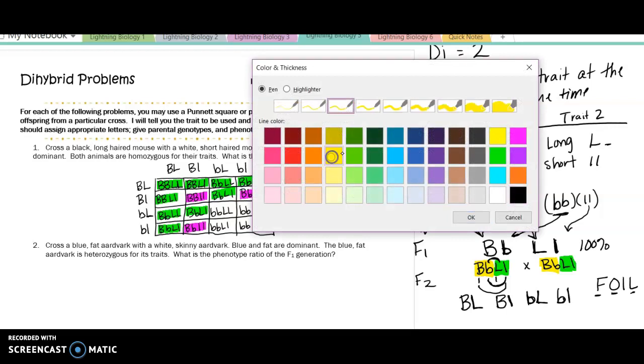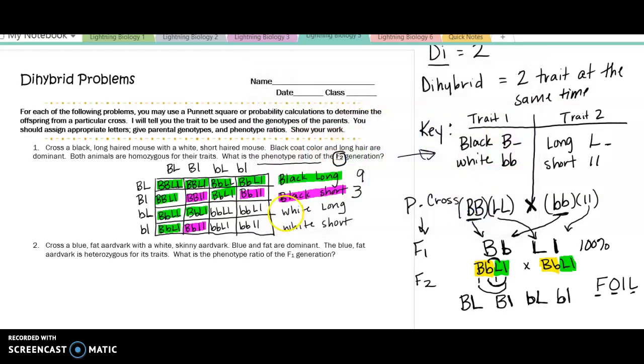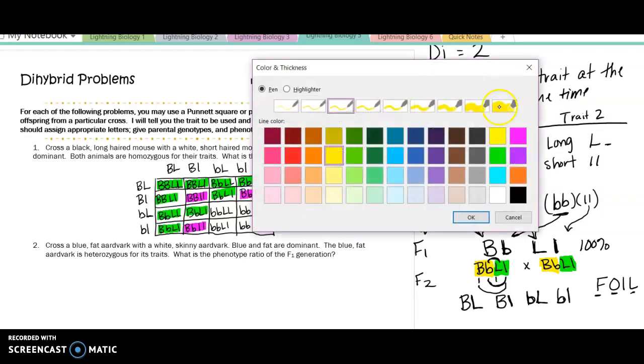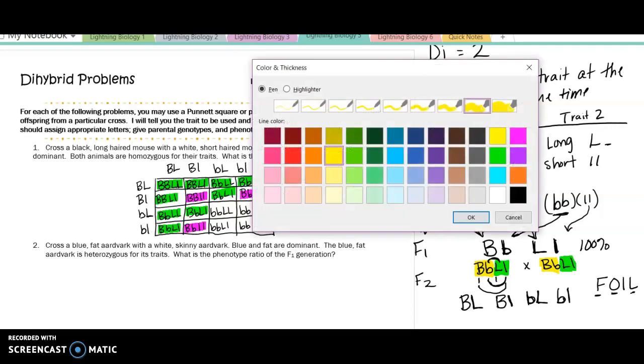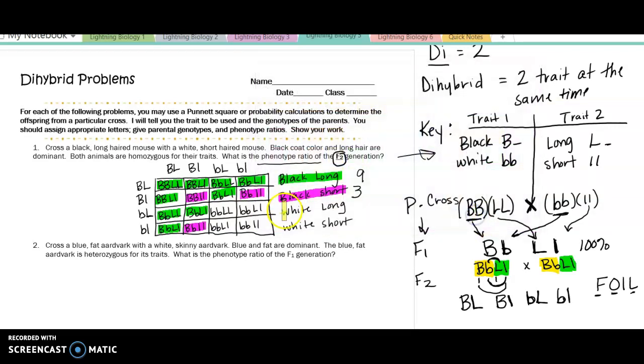Let's pull up another color here. We'll do white. Undo it. Get the highlighter going. There we go. Sorry about that. We'll do white long. White long is going to have little b, but it has to have a big L. So here's a white long, here's a white long, and here's a white long. And so I'm going to have 3 white long.